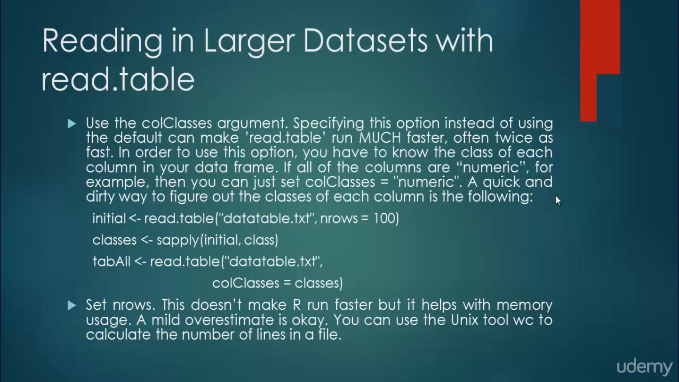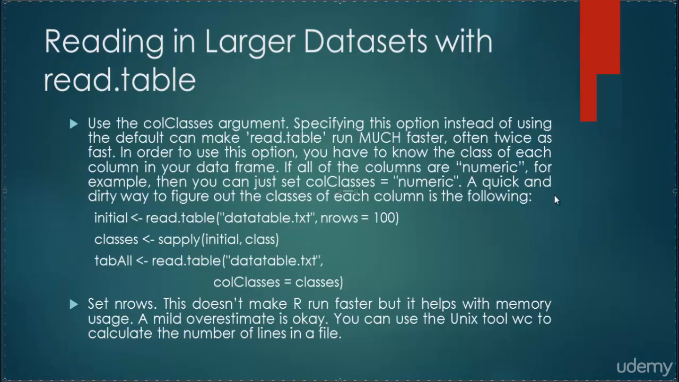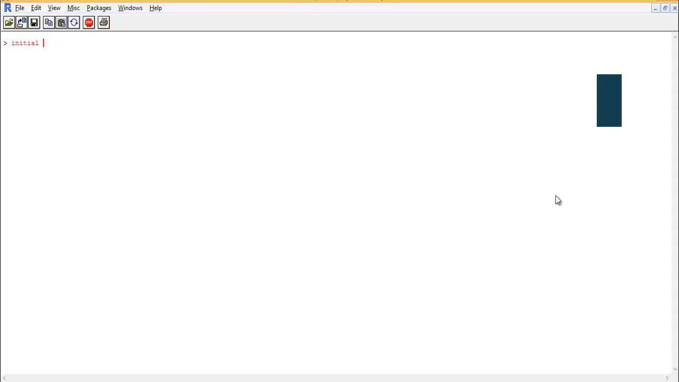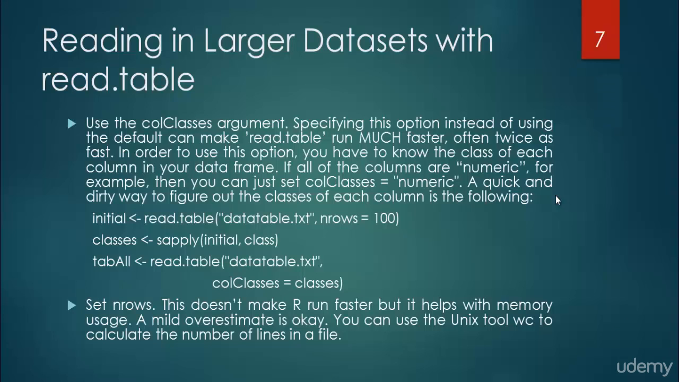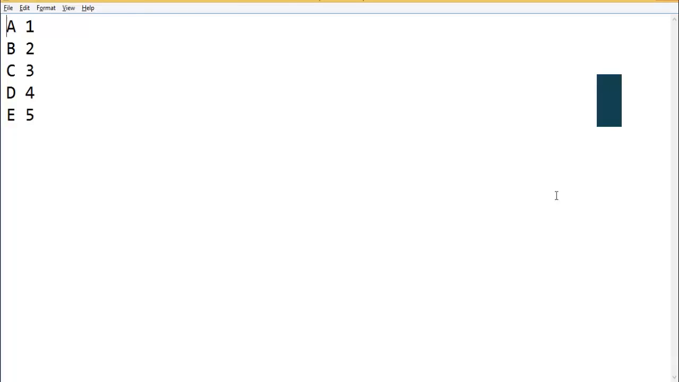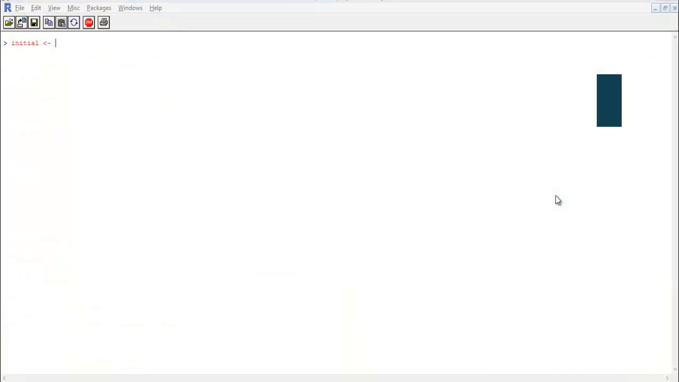Let's say you have a data table, sample.txt. As I have a sample table, I can show you that. Let's say you want to find the classes of all the columns in sample.txt. I'll show you in R. Moving on to the R console, setting a variable called initial, which will read the table, and the number of rows you want to specify. As there are 5 rows, we will not be specifying the number of rows.